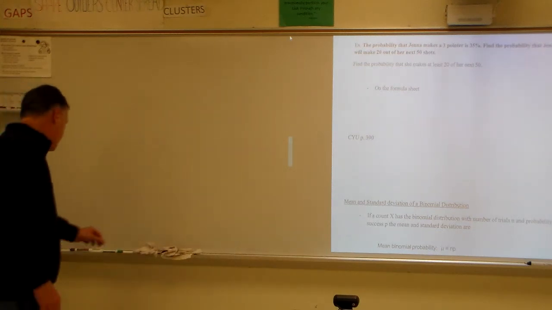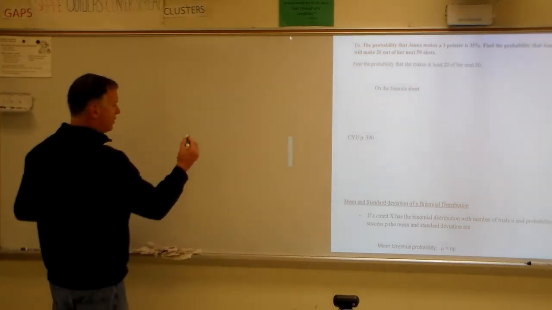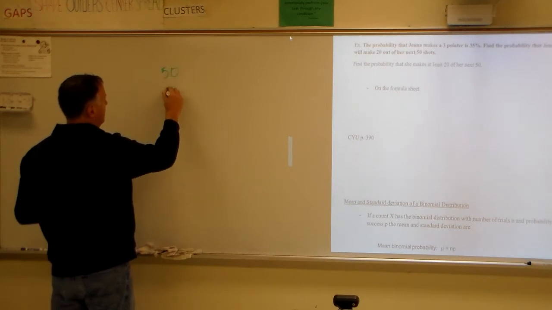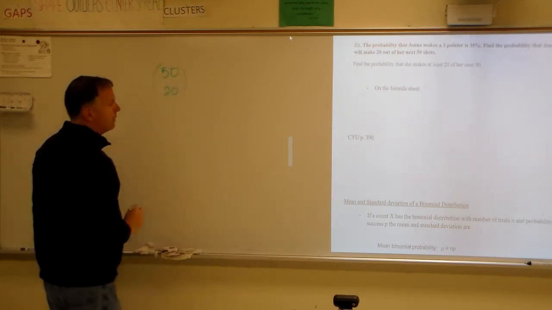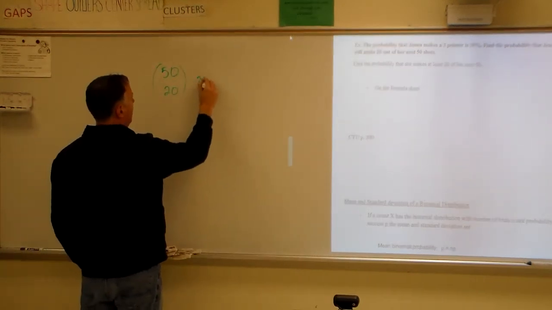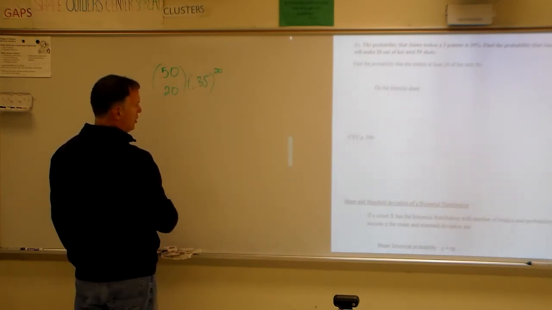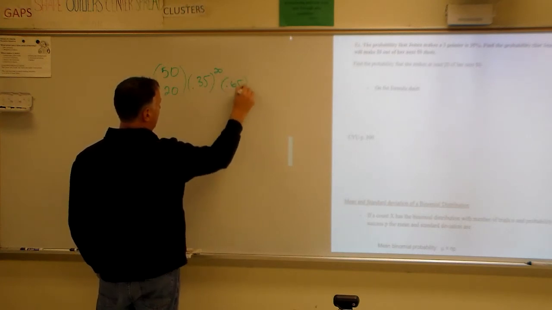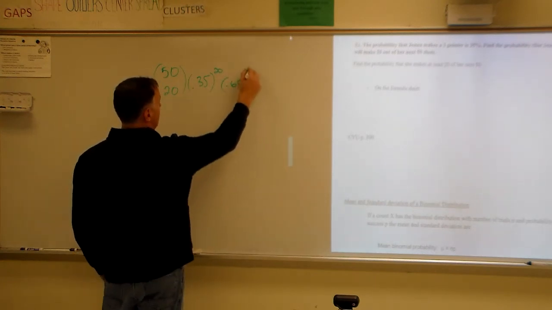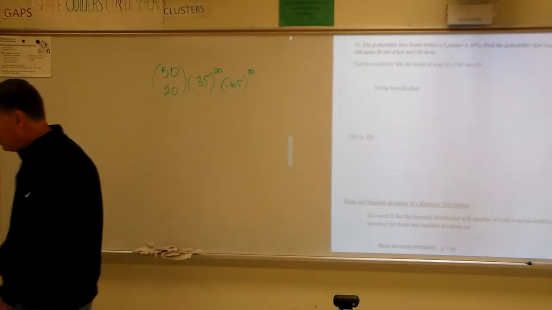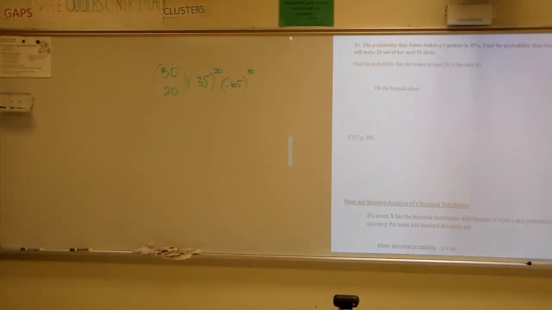Okay, so hopefully you set it up this way. There's 50 shots, right? And you want to know the probability that she makes 20 of them. The probability of success is 0.35, so that's 0.35 to the 20th. The probability that she misses is 0.65, and that would be to the 30th. So that is how we set that up, and we're going to find that probability, which is 0.0875.